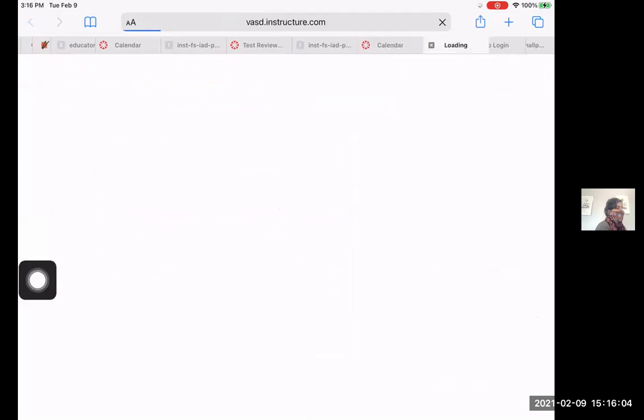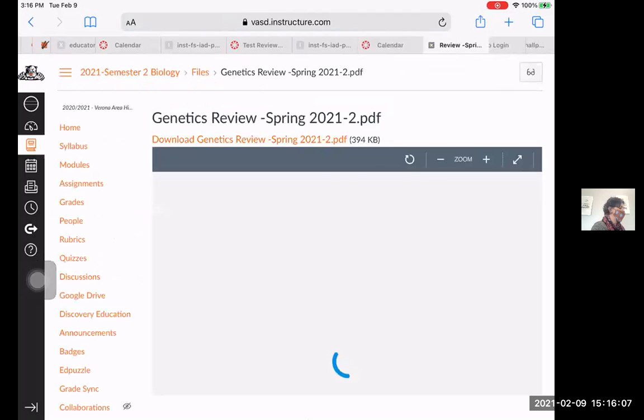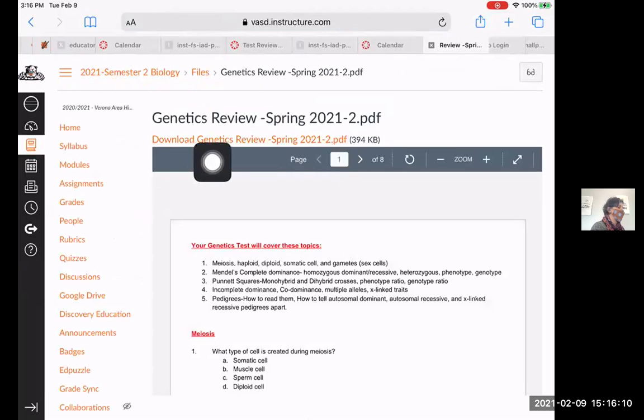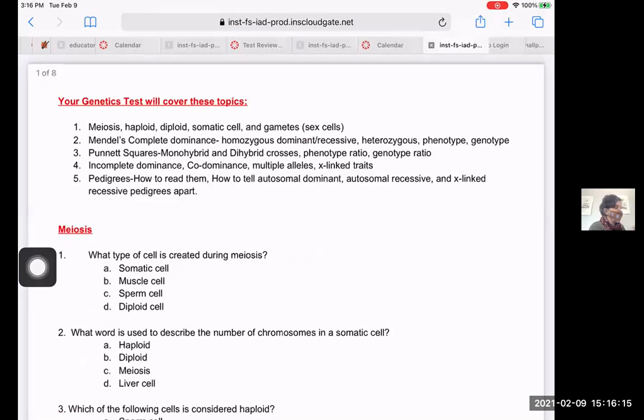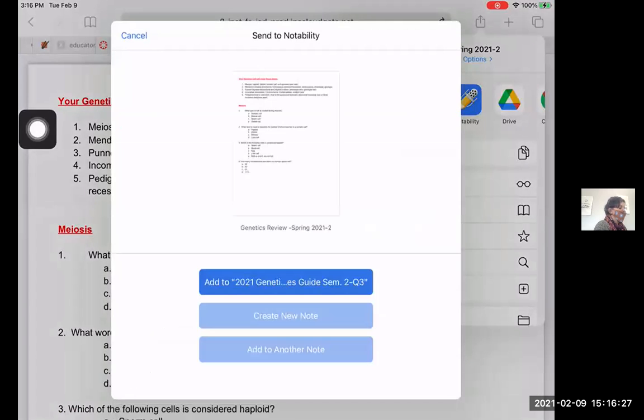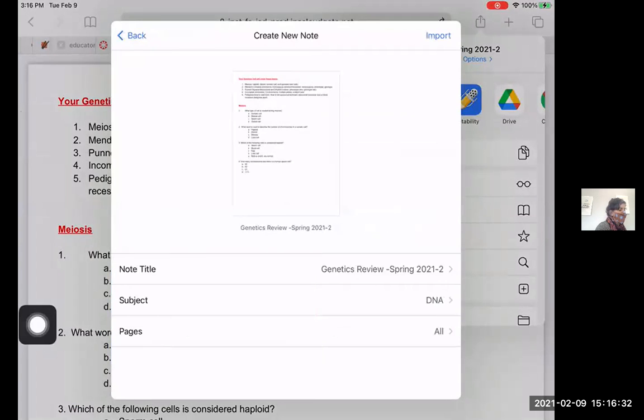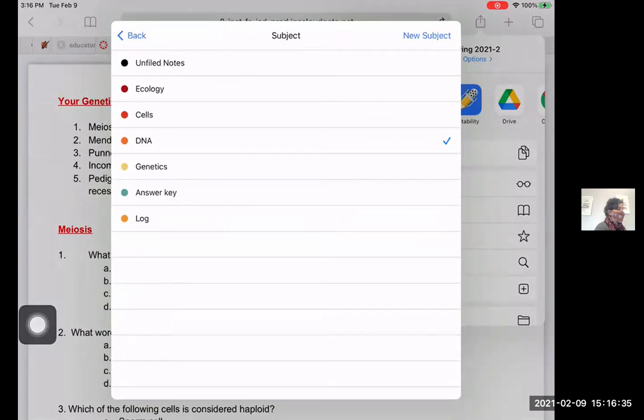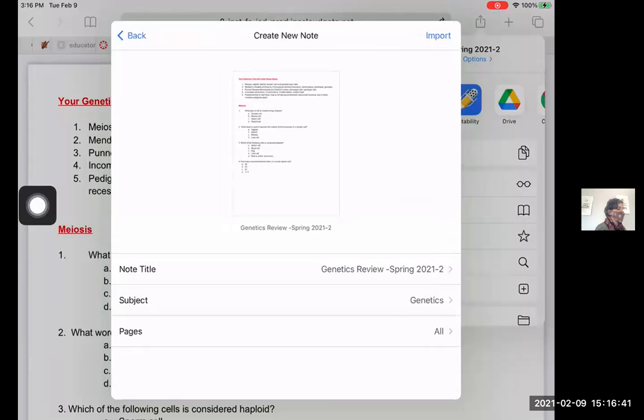If you click on it, you have to click on the PDF here in order to upload this to Notability. So click on the orange link. Then from here, you click this up out of the box arrow, this upload button, and send it to Notability and create new note, which is the second option. If you have a subject that you call genetics, like I asked you to make at the beginning of this unit, that would be a really good place to put it. And then click import.